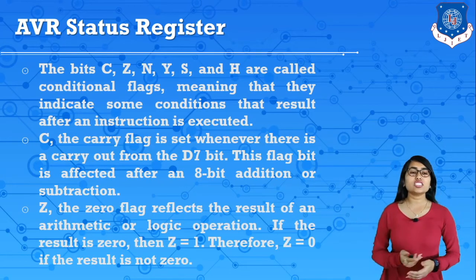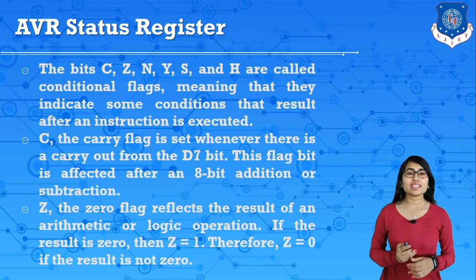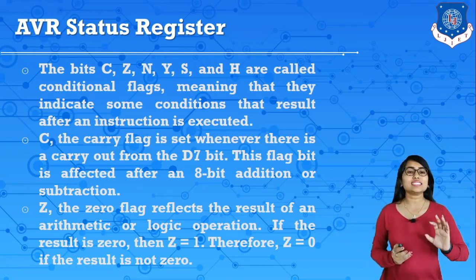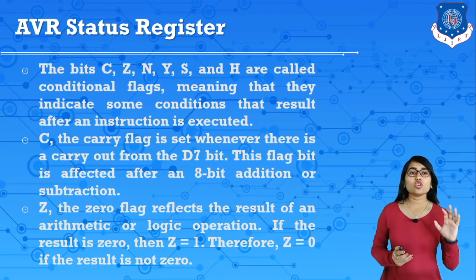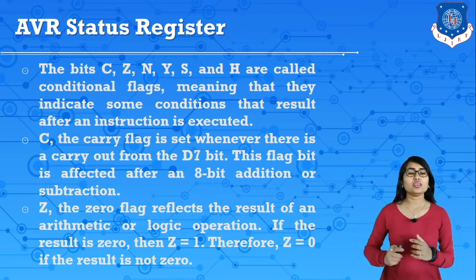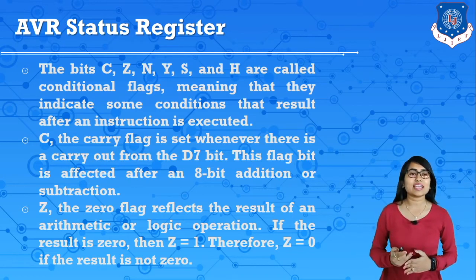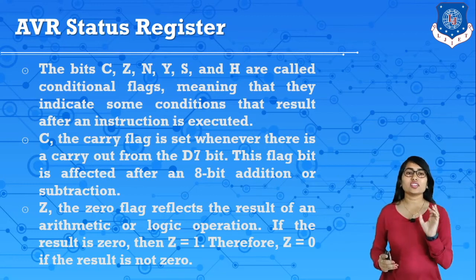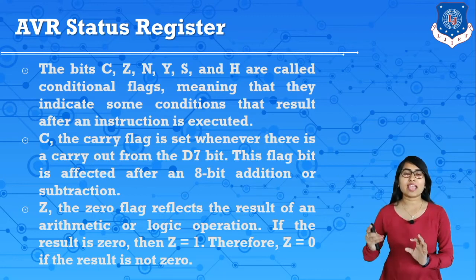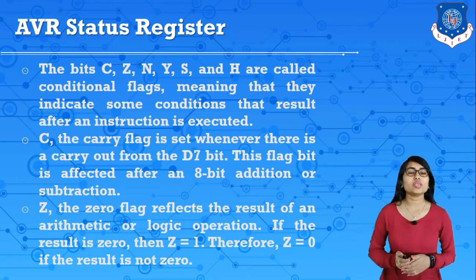Then there is the zero flag. This zero flag is enabled when the result in a register is equal to 0. If the result is non-zero then Z is equal to 0. For an entire result in a register equal to 0, Z is equal to 1, otherwise it will be 0.